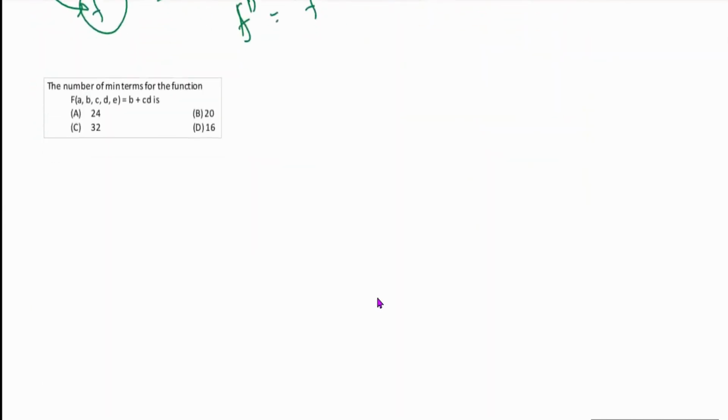Let's go to the next question, which is the number of min terms in the function. Min term means we need to have all the variables A, B, C, D, E in each individual term. My function is basically a combination of A, B, C, D, E, 5 variables, and in the question I have been given B plus CD. So if I write B in terms of 5 variables, I have 5 variables and I'm fixing this position with B.